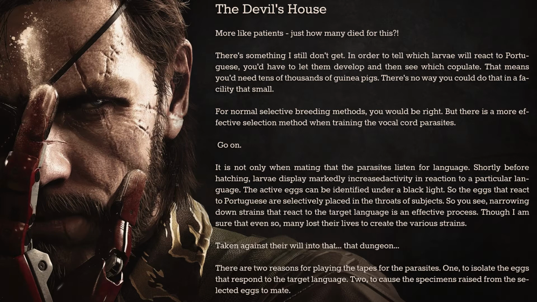So you see, narrowing down strains that react to the target language is an effective process, though I'm sure that even so, many lost their lives to create the various strains. Taken against their will into that dungeon. There are two reasons for playing the tapes for the parasites. One, to isolate the eggs that respond to the target language. And two, to cause the specimens raised from the selected eggs to mate.